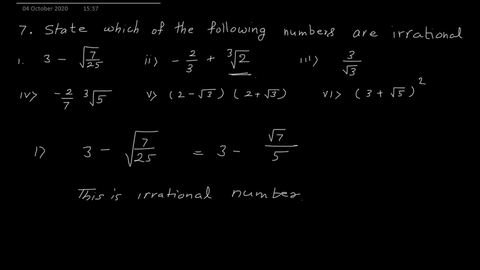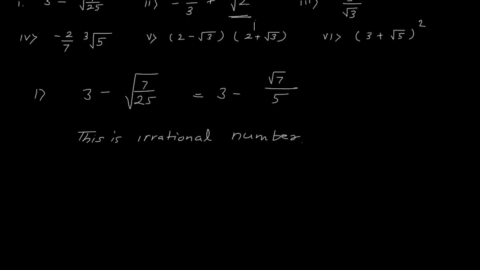Third one is 3 upon root 3. Again this root 3 is an irrational number. So this is irrational. Fourth one, third root of 5 is irrational, so this whole number is irrational. And the fifth one we have to simplify. So let us simplify it.